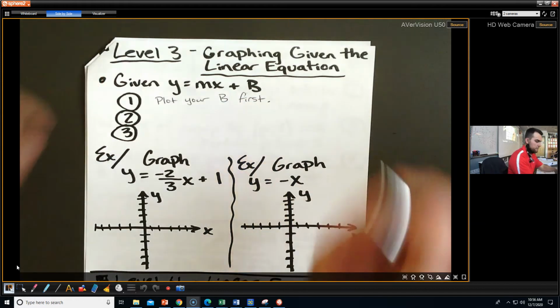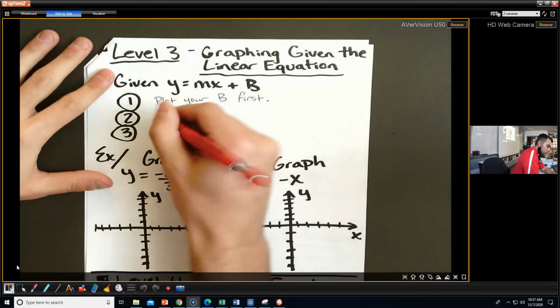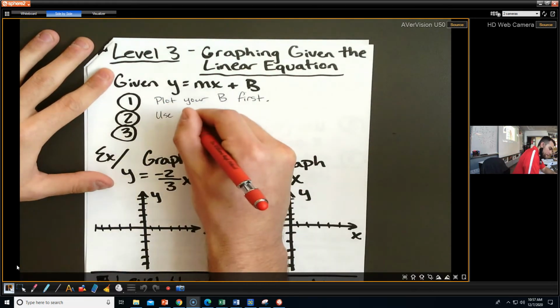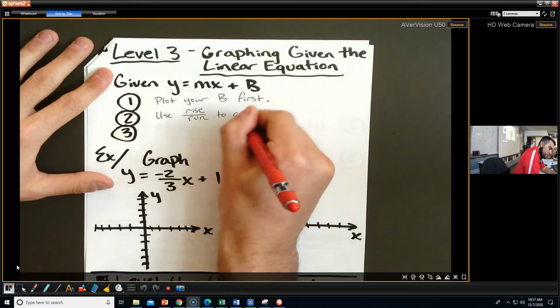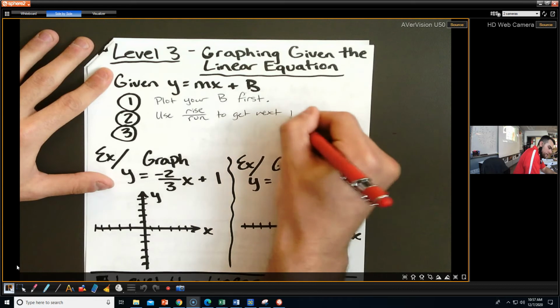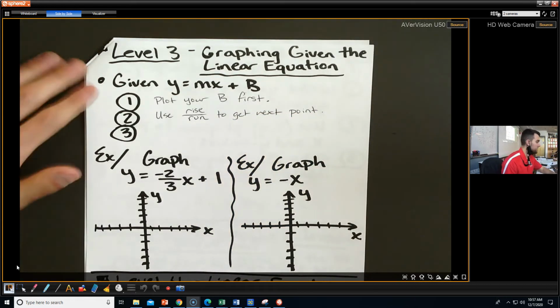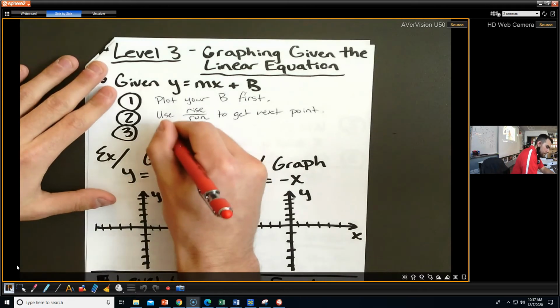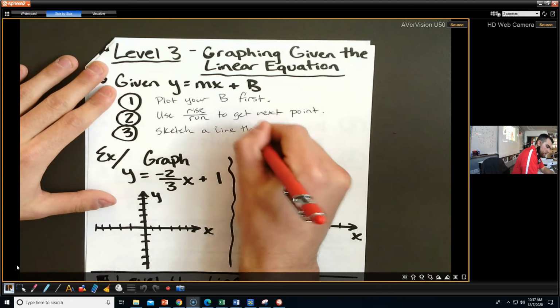Okay? Once you've plotted your B, then you're going to use your rise over run. You're going to use your slope to get the next point. Use rise over run to get next point. And then finally, once we have point 1 and point 2, we're going to put a line through those and connect those guys up. So number 3 is going to be sketch a line through the points.